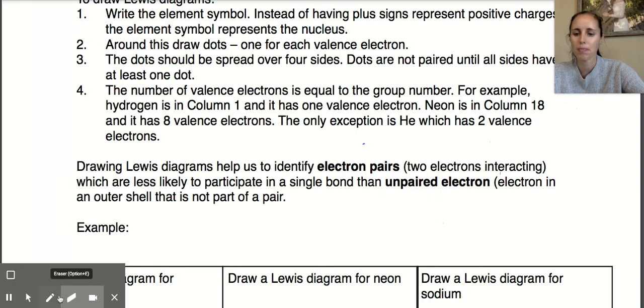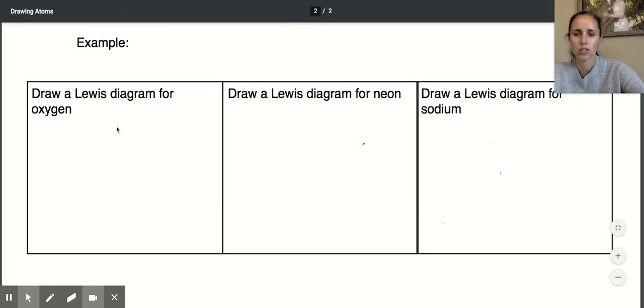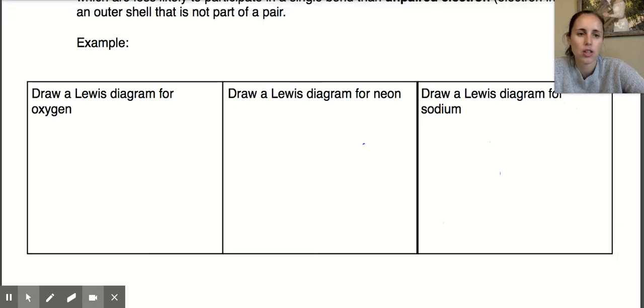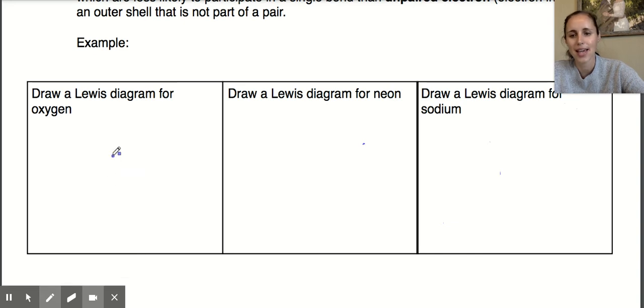We're going to start by drawing a Lewis diagram for oxygen. So the first thing that you're going to want to do is find oxygen on the periodic table. You want to figure out how many valence electrons it has and also what the chemical symbol is to represent it. So I'm going to give you a second to go ahead. I would look in group 16. So hopefully you found that oxygen has the chemical symbol of O. So we're going to use O as our nucleus and that's it.